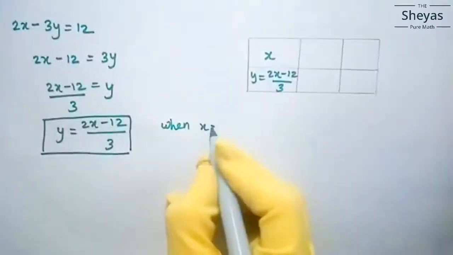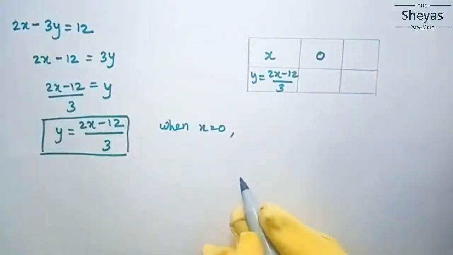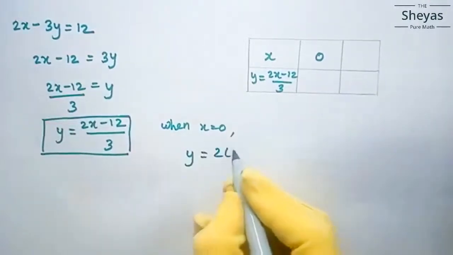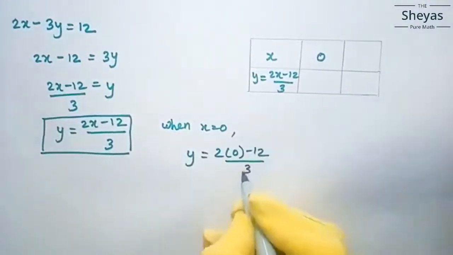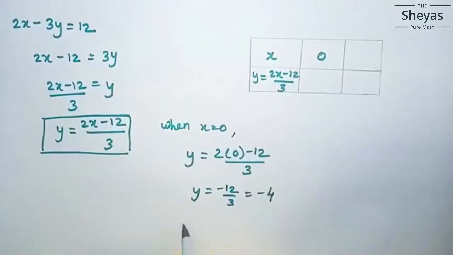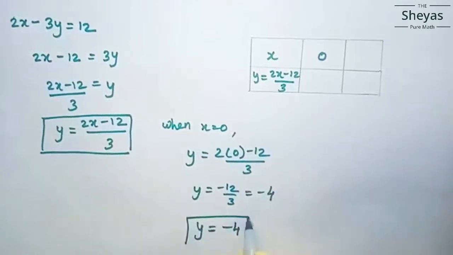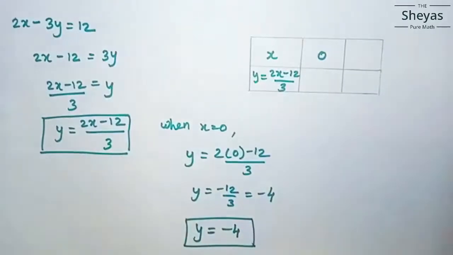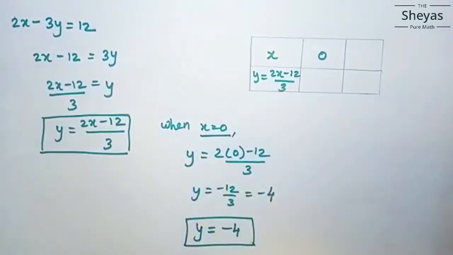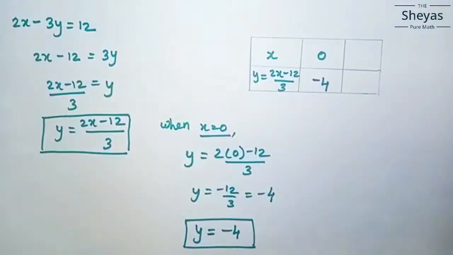Now when x is equal to 0, what happens? You are substituting x is equal to 0. So what happens to the y value? y is equal to (2 into 0 minus 12) by 3. So y is equal to minus 12 by 3, which is equal to minus 4. So y is equal to minus 4. When you are substituting x is equal to 0, you are getting y is equal to minus 4. So write down the y value here.